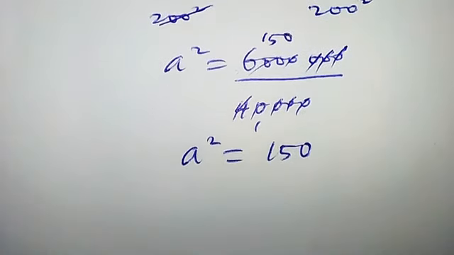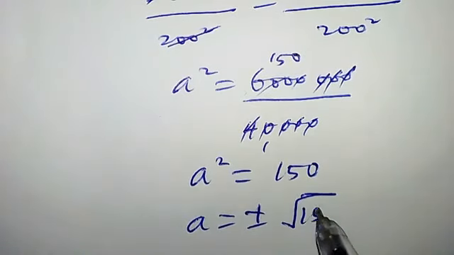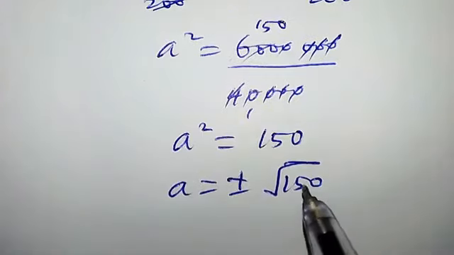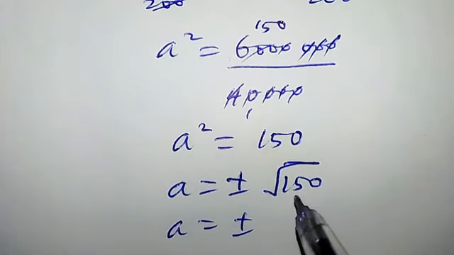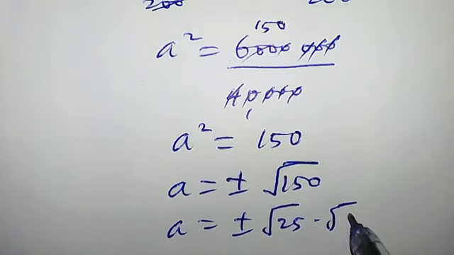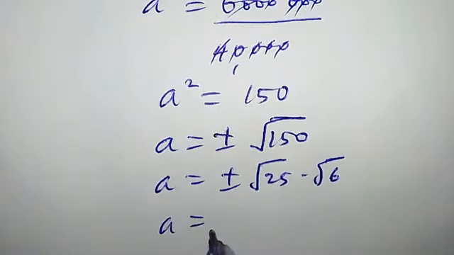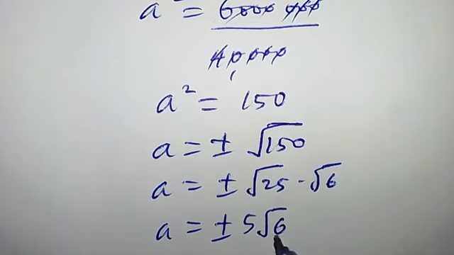Taking the square root of both sides, we're going to have a equals plus or minus square root of 150. We can simplify this further. So we have a equals plus or minus square root of 150, which is the same thing as square root of 25 times square root of 6. So a is equal to plus or minus square root of 25, which is 5, times square root of 6.